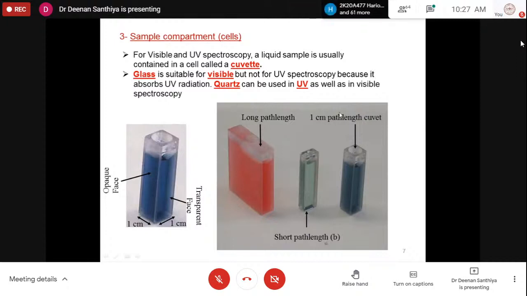There are different types of cuvettes that can be used. One is a long path cuvette and the other is a 1 centimeter path length cuvette. According to that, your calculation will vary. The Lambert-Beer's law will vary.